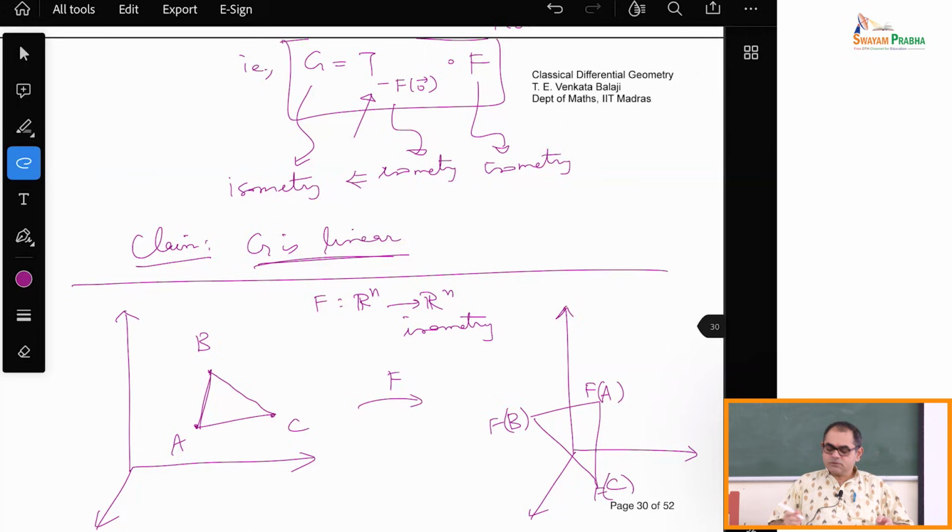So this triangle ABC will give you this new triangle. The distance between A and B will be the same as the distance between FA and FB, because F is an isometry. The distance between B and C will be the same as the distance between FB and FC, again because F is an isometry. And the distance between A and C will be the same as the distance between FA and FC because F is an isometry, right?